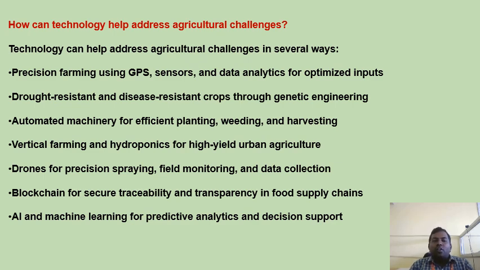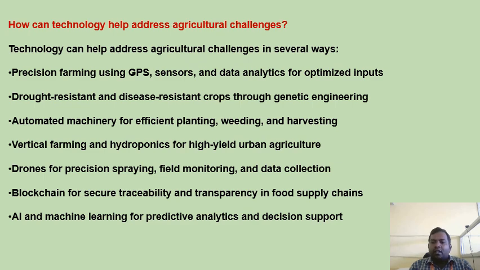Then there is automated machinery for effective planting, weeding, and harvesting. Each and every time, we depend upon labor, but there is insufficient labor during the entire agriculture process. There is a shortage of people. So we should depend upon automated machinery, and vertical farming and hydroponics for high-yield agriculture.